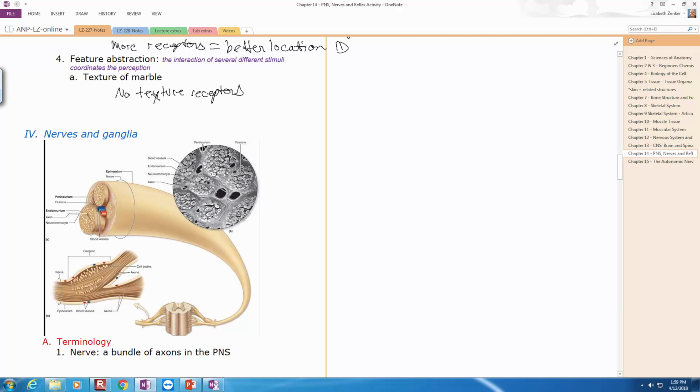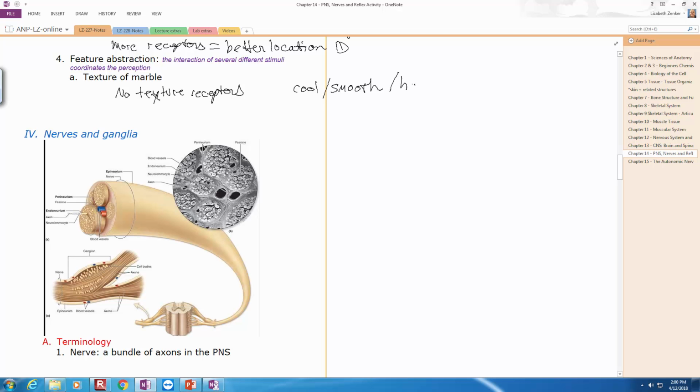So for example, they're saying texture of marble. Like a slab of marble, we're not talking about a little tiny marble, but let's say a slab of marble. You might get thermoreceptors so you can tell it's cool when you touch it. It might be smooth, because you can tell it's smooth versus rough when you touch it. And you can also tell it's hard versus something soft.